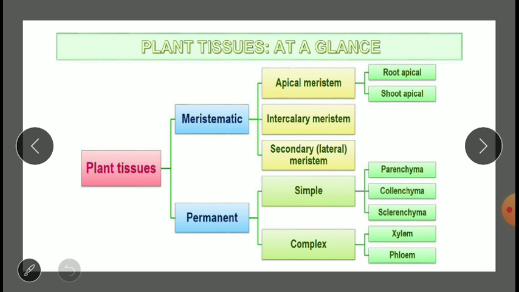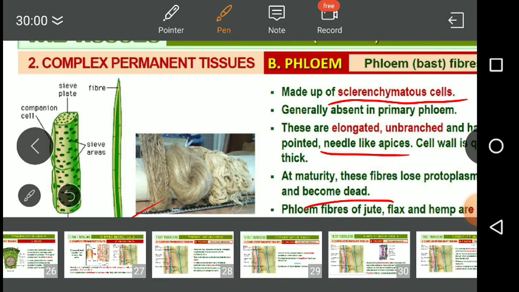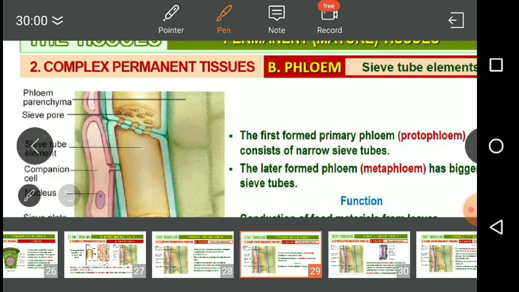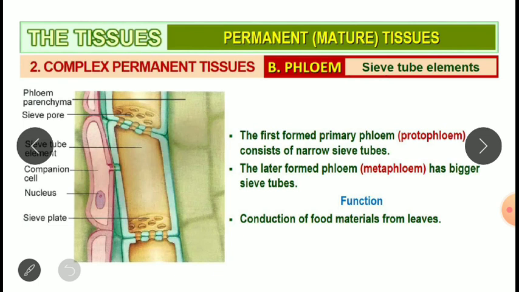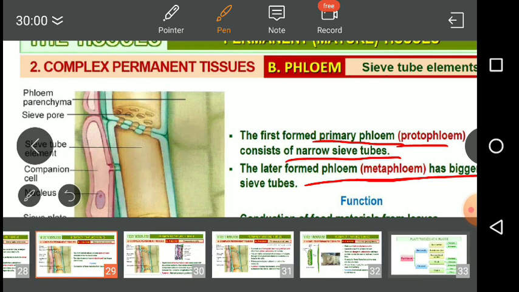Now about the types of the phloem, we can see over here that the phloem is usually of two types, same as your xylem. The first formed primary phloem is called protophloem, which consists of narrow sieve tubes. The sieve tubes are smaller, whereas the later formed is the metaphloem, which has larger sieve tubes. So those are the two types of phloem, that is protophloem and metaphloem.